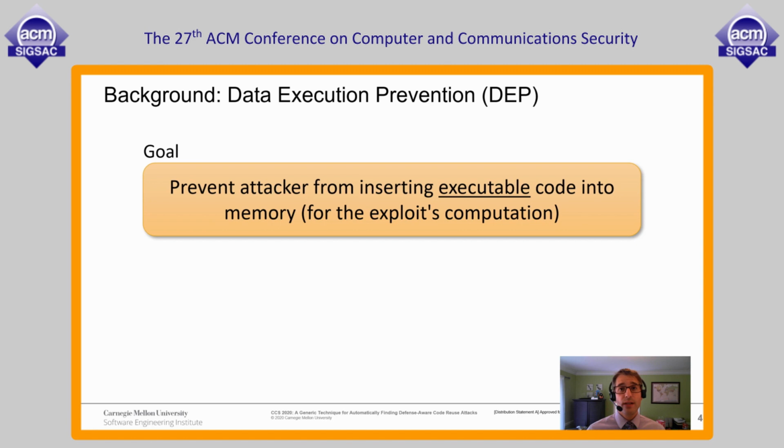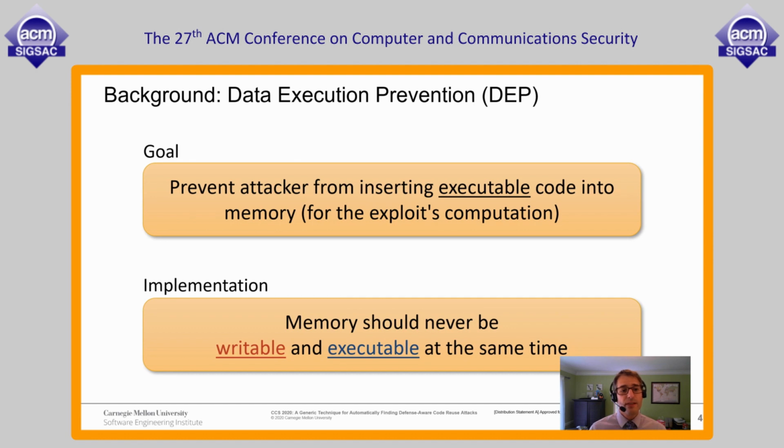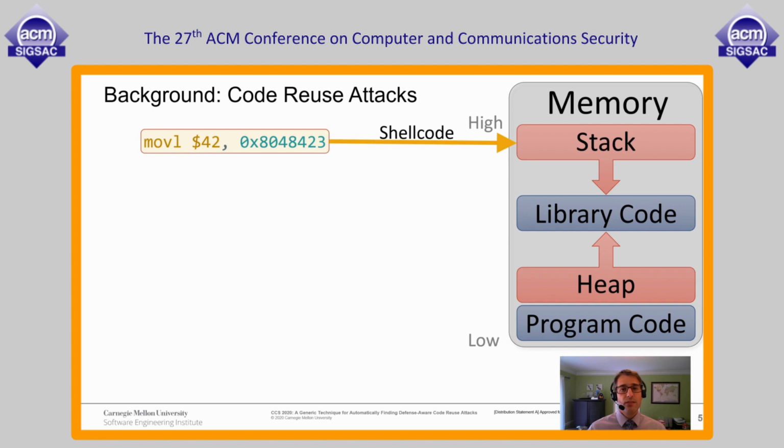It turned out that this made creating exploits relatively easy. And so around the mid-90s, developers and researchers created a widespread defense to address this problem, called data execution prevention, or DEP. The goal of DEP is to stop the attacker from being able to insert new executable code into the program's memory, so that they can't use that code as part of the exploit's computation. The way that this is implemented is that memory should never be writable and executable at the same time. Because the attacker has to write the shellcode into memory at some point, it also can't be executable, and so that prevents the shellcode from working correctly.